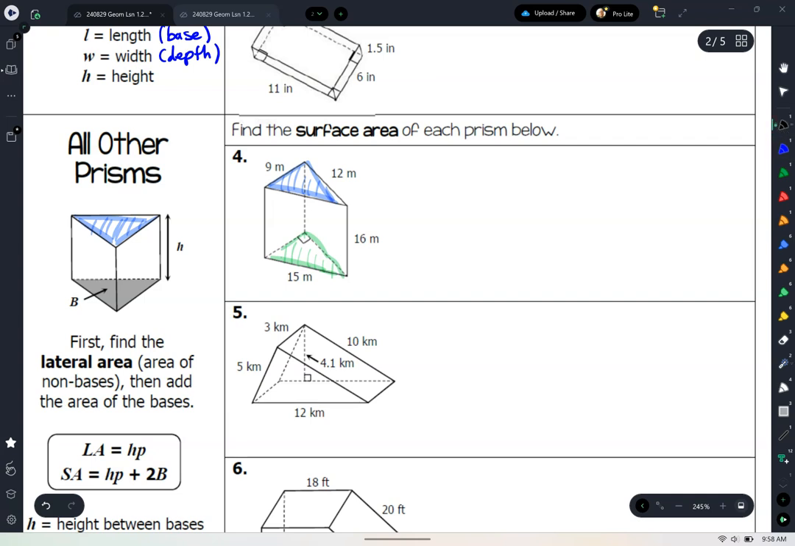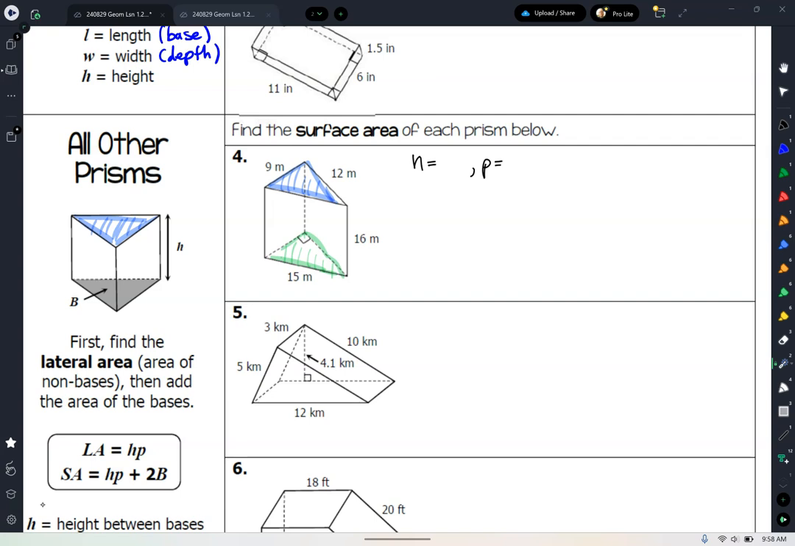So let's talk about finding this lateral area. To do that, we need to identify the height of the prism and the perimeter of one of the bases. Now, this is a really important understanding of the word height.